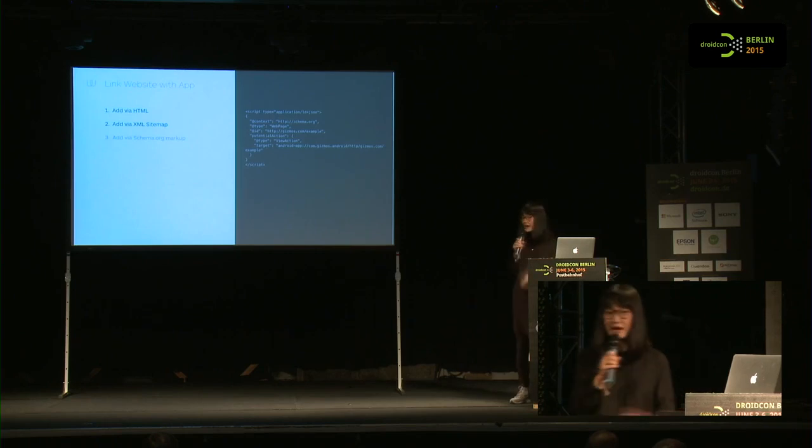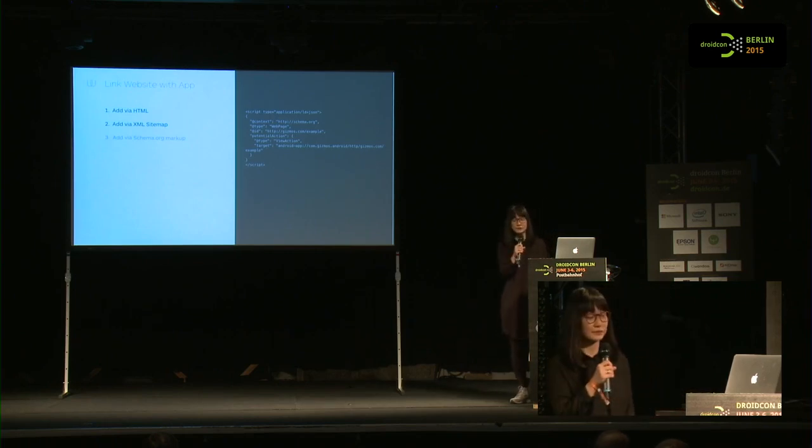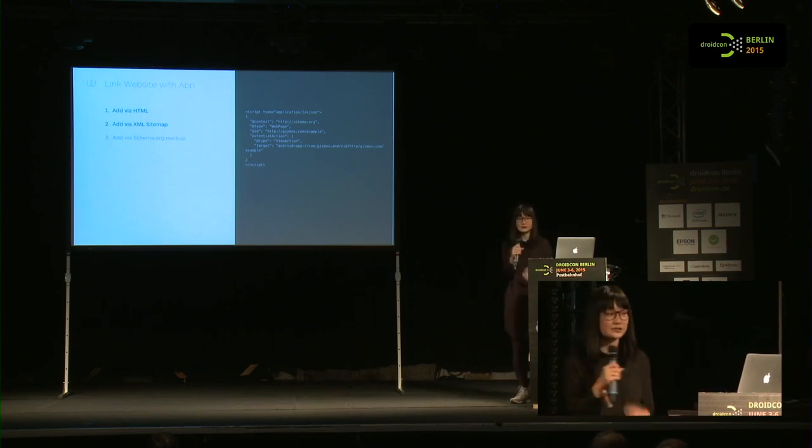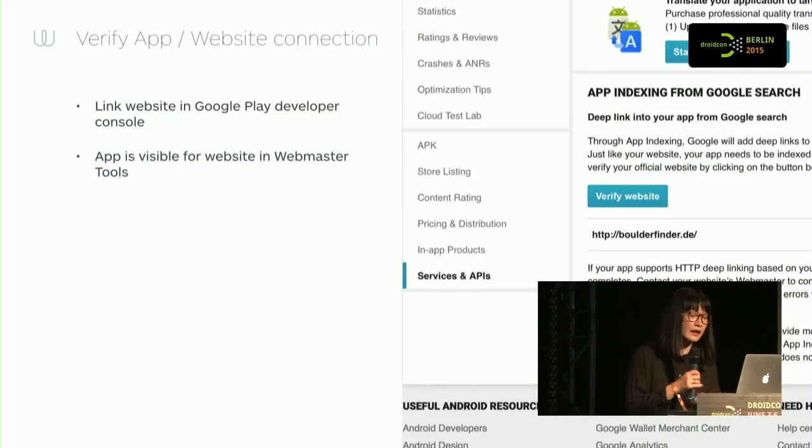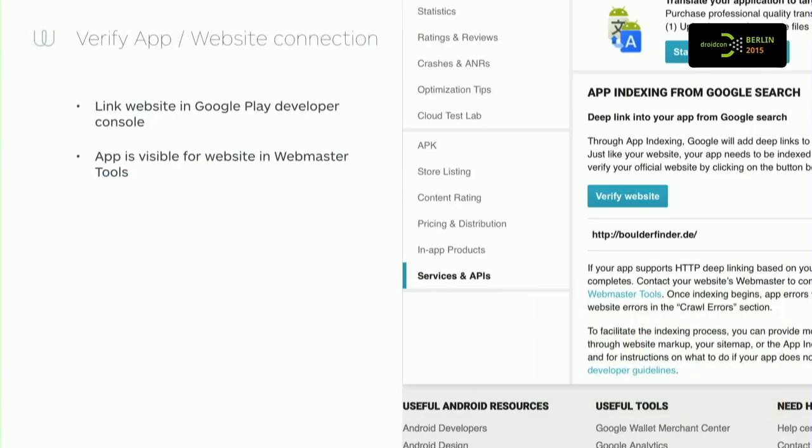And you can also add the deep links via the schema.org markup, but I didn't try it for Boulder Finder. And after setting up your app and website, you need to verify the connection in the Google Play Developer Console. So there's a section called Services and APIs where you can do that.